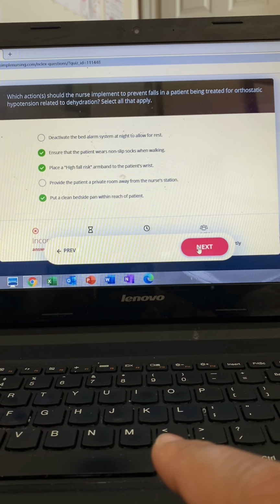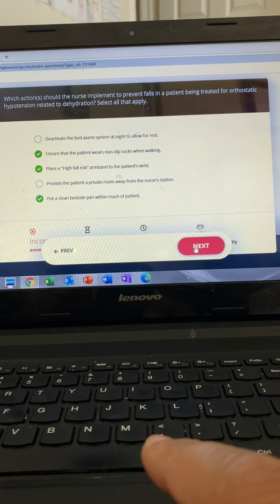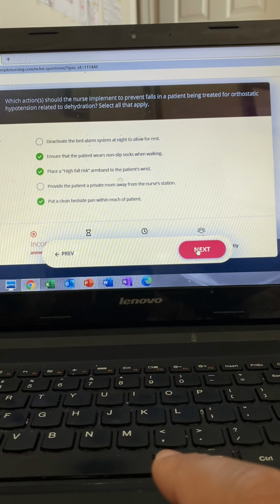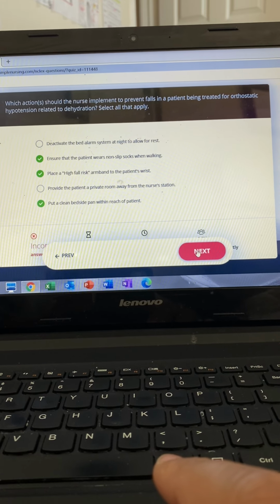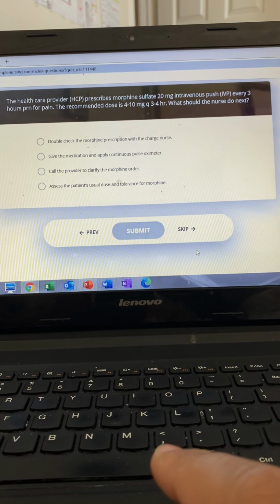You don't want that patient to be alone or far away from the nurse's station. You can't monitor them, so it's pretty much unsafe. And option number 5 is correct. Guys, we always keep a bedpan close to the patient so it's in reach, so the patient doesn't feel like they have to get up.